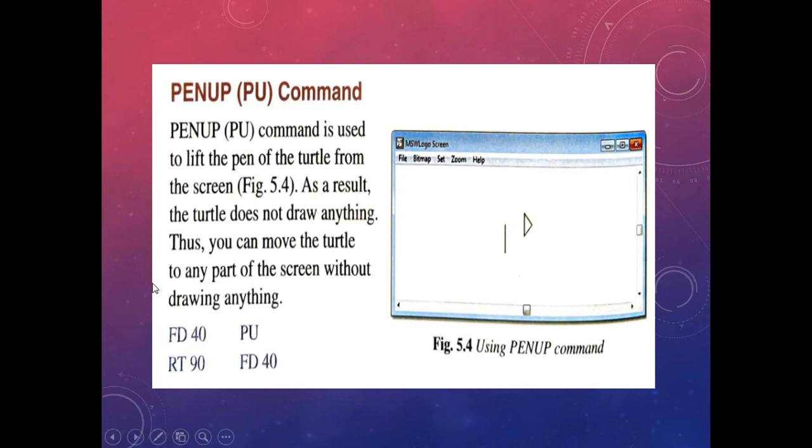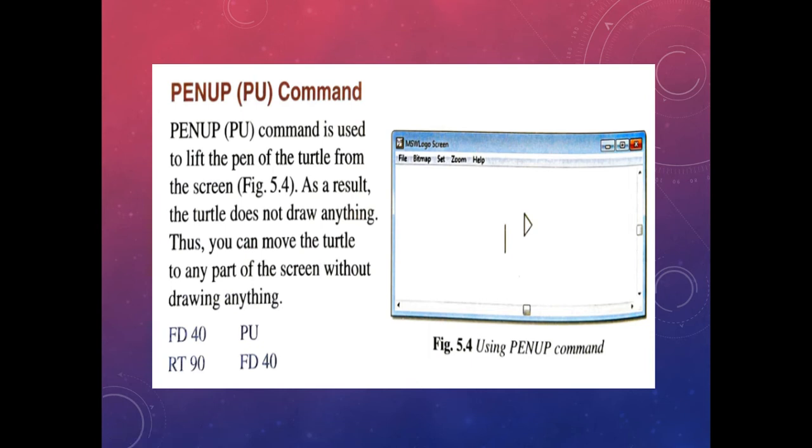That time we are going to use the pen up command. In short, it is PU. So the PU command is used to lift the pen of the turtle from the screen. As a result, the turtle does not draw anything. Thus, you can move the turtle to any part of the screen without drawing anything.